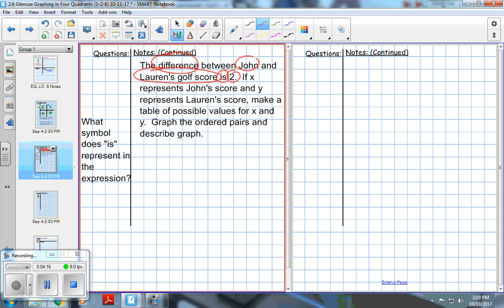What symbol do we use for the word "is"? Not operation, symbol. Well, we're going to figure out soon.